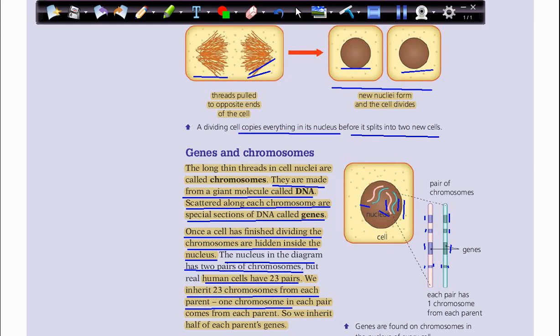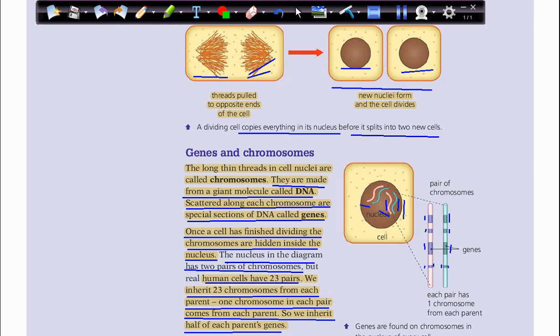One chromosome in each pair comes from each parent. So we inherit half of each parent's genes, and this is the reason for our characteristics. We can gain characteristics from the father and the mother because we have half of them from the mother and half of them from the father.